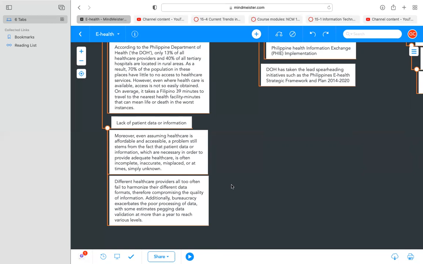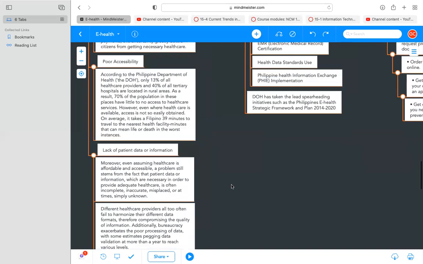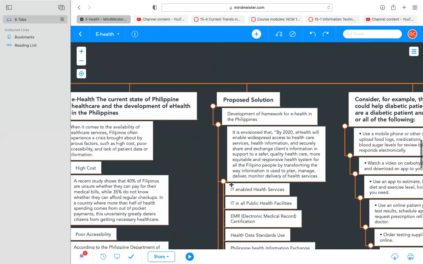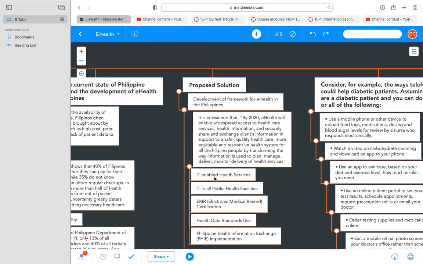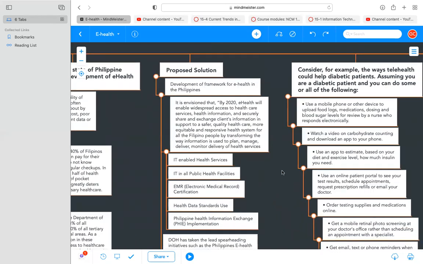Sometimes it takes a long while before you can get hold of those important information. Okay, so that is the backdrop. Now, what is the proposed solution? So the Philippines now developed a framework for e-health to respond to these needs of the country.